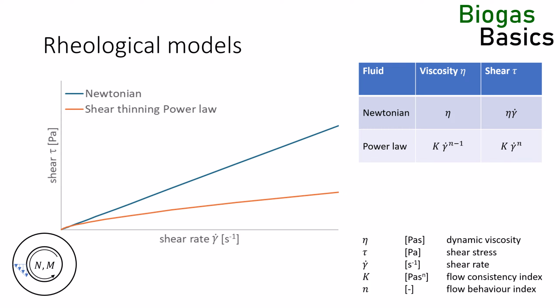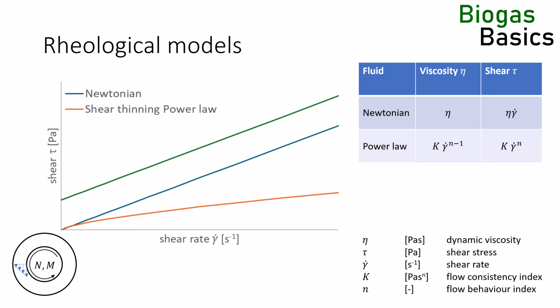n can become greater than 1. In this case, the fluid is shear thickening, very rare in the AD industry. The flow behavior index is dimensionless, but the consistency index has the unit stress times time to the power of the flow behavior index. For example, if the flow behavior index is 0.7, the unit is Pascal times second to the power of 0.7.